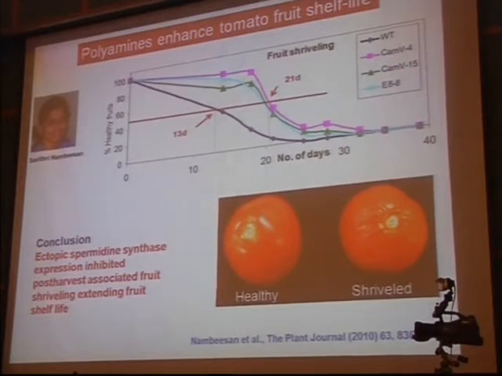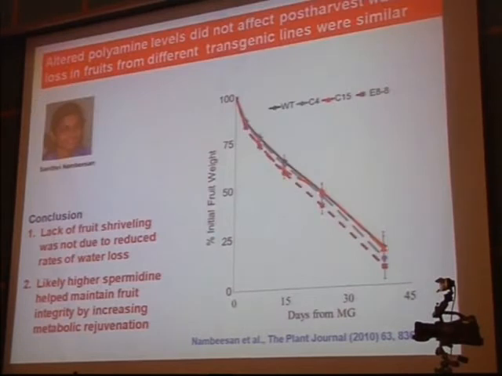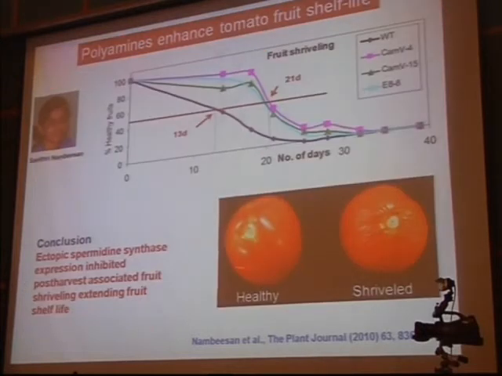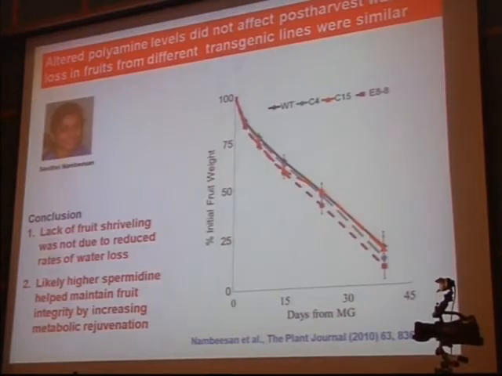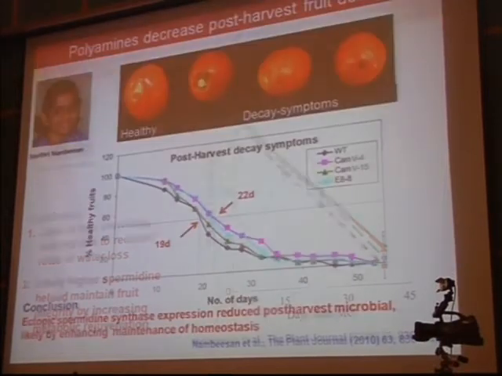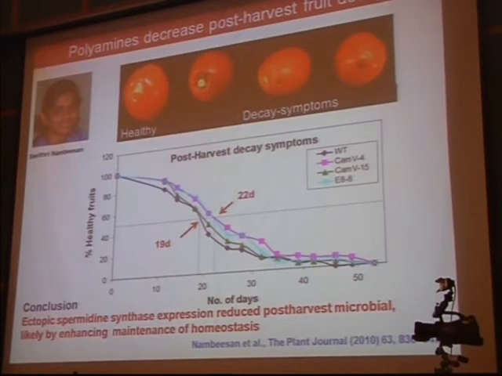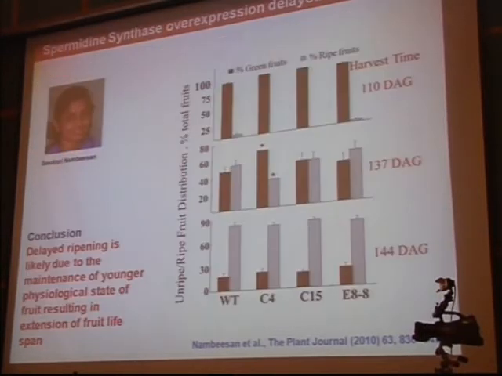Most crops shrivel because they lose water. But what we find here is that it is not water loss. Water loss is the same in all of them, but the fruit still stayed very nice looking, healthy fruit. So basically what polyamine is doing is maintaining the integrity of the fruit and keeping it in a more rejuvenated form. It has some effect on post-harvest decay, but a couple of days is not that significant. However, it changed ripening a little bit. Ripening was delayed somewhat in these fruits.